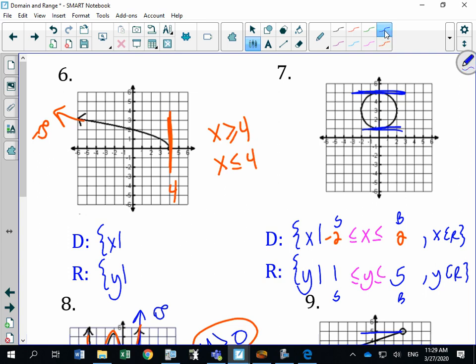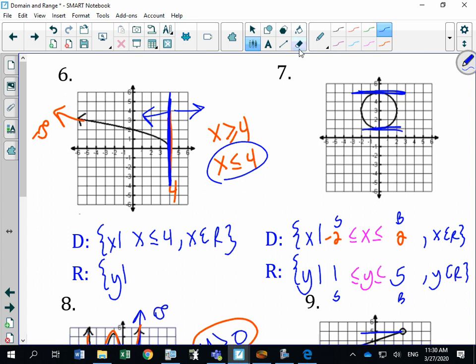So remember, we're dealing with our x values. This is 4 this time. Is your graph less than 4, which would be this direction, or greater than 4, which would be that direction? And my graph is less than 4. So x is less than or equal to 4, comma, x is a real number.